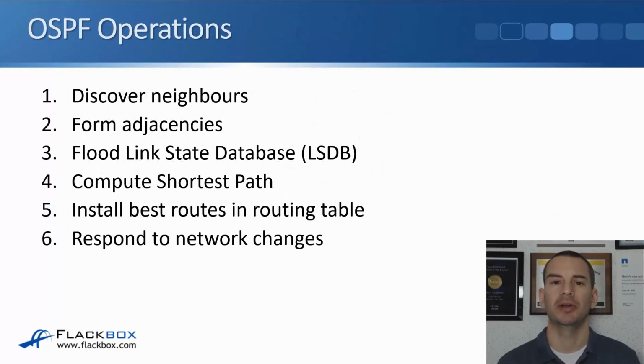Our OSPF operations. When you enable OSPF on a router, the first thing it will do is discover its directly connected neighbors and form adjacencies with them. They will then share routes with each other by flooding the link state database. Once all of the potential routes are learned, the router will then compute the shortest path, and the best routes will be installed in the routing table. After that, the routers will respond to network changes, for example, if any new links are added or if any links go down.